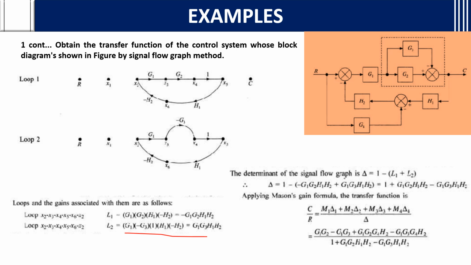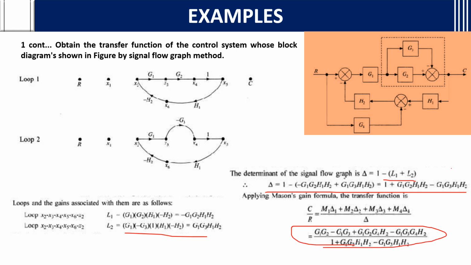Is there any non-touching loops? 2 non-touching loops, 3 non-touching loops? No, all the loops are touching. So the determinant of the signal flow graph, delta, is equal to 1 minus the sum L1 plus L2. If there were non-touching loops, then we would add terms like L1, L2 or L2, L3 which are non-touching, but there are no non-touching loops present. So only the sum of all loops subtracted from 1 applies. Delta you got. You have M1 delta 1, M2 delta 2, M3 delta 3. Put all of these into the equation and you will get the transfer function.